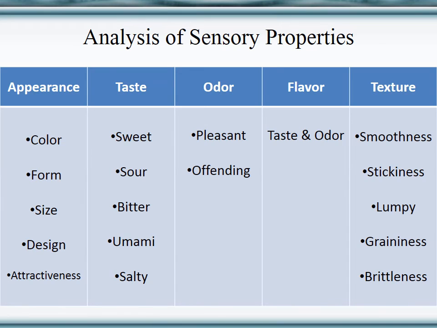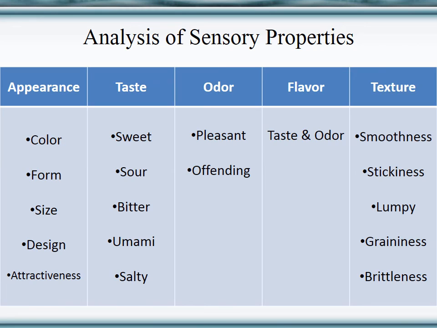Here's a little bit more detailed of an explanation of sensory properties. And this looks at the main sensory properties that we evaluate when we are examining food. So the appearance, what is the color? How does it look? What is the form of it? Is there any special design that's on it? Is it an attractive looking food?